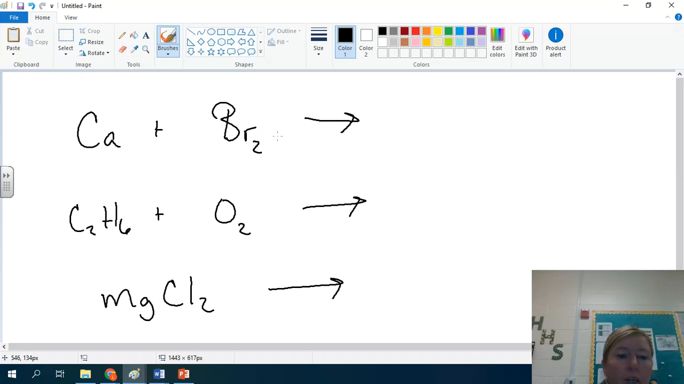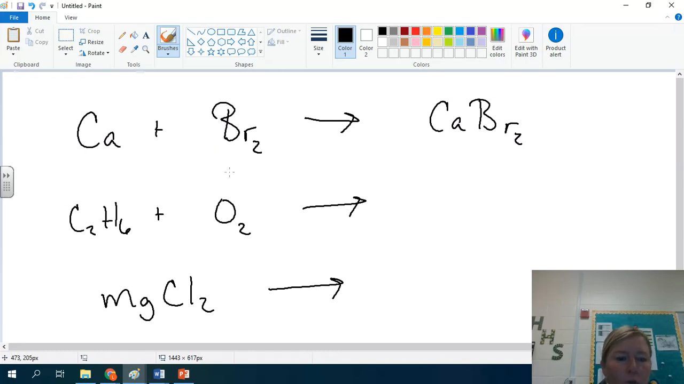So this first one is synthesis. I've got two single elements over here. And what I'm going to write as a product is they're going to come together to make their compound. Calcium has a 2 charge. I'm going to put that there. Bromine has a 1. Don't put anything there. And then also 2, 2, 2. That's already balanced, so you wouldn't even have to put anything to balance it.